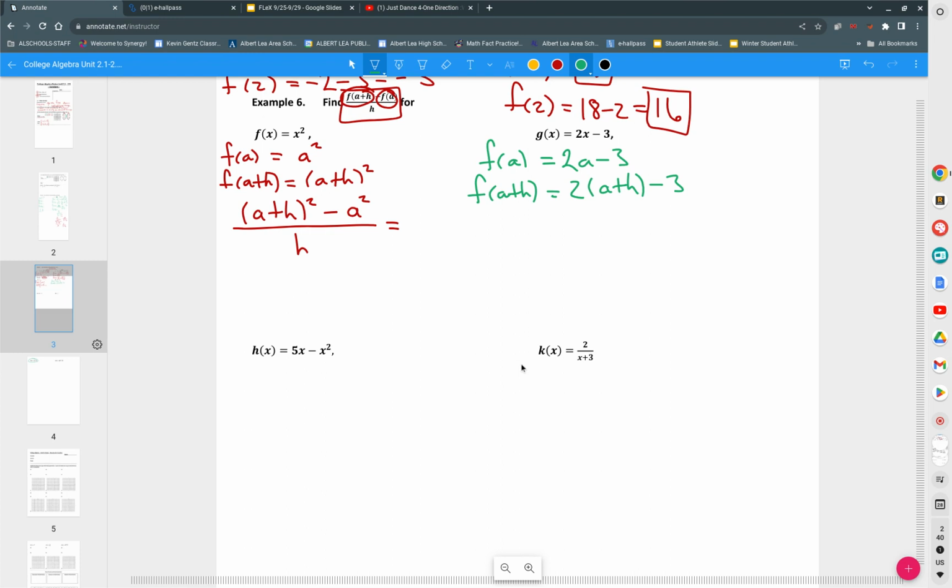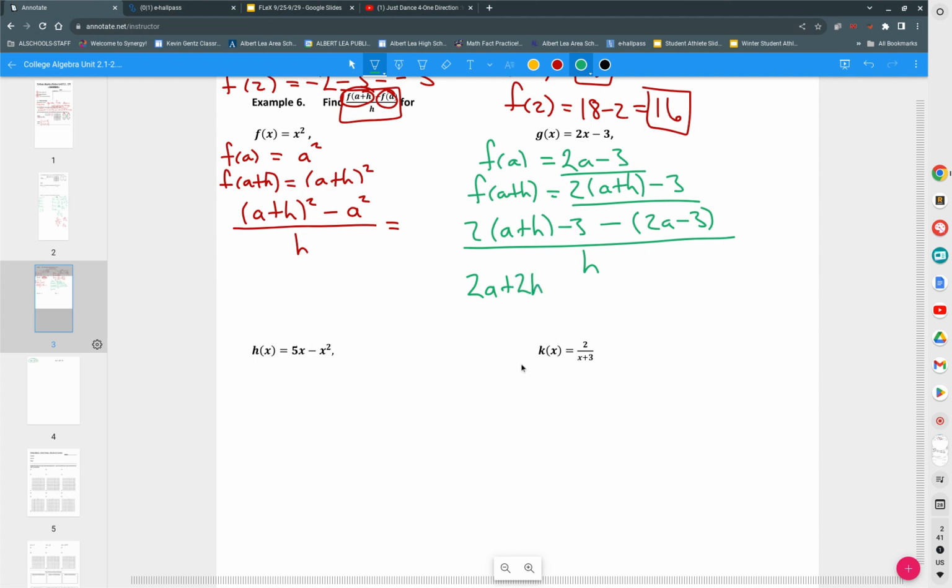My rule says that I take this, 2 times a plus h minus 3, and I subtract that. So I subtract 2a minus 3. And that is all divided by h. As I distribute, notice how I have parentheses around here, so I remember to distribute the negative.